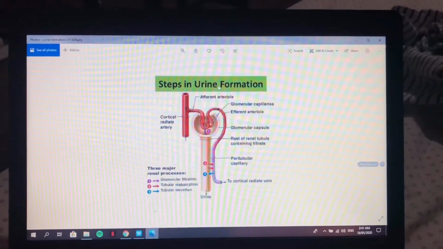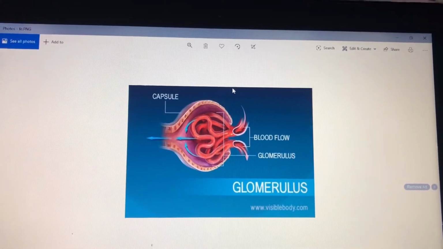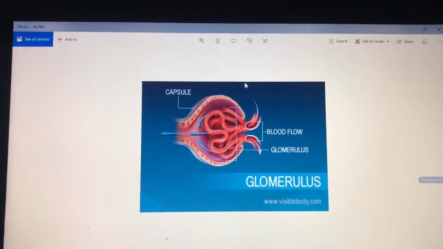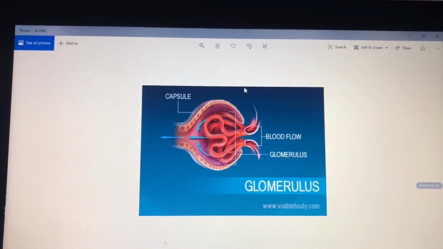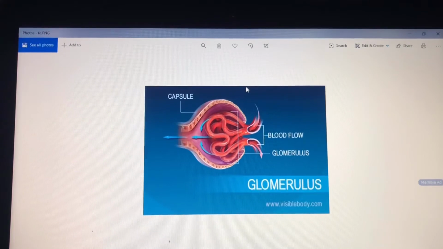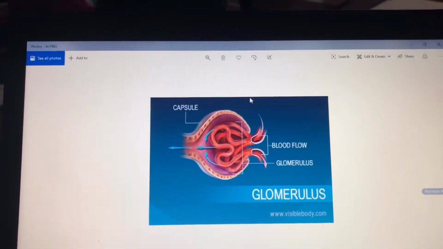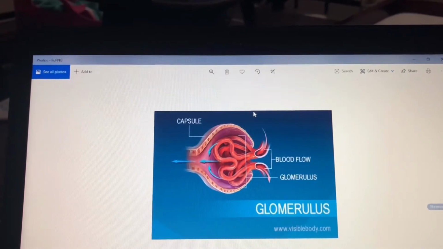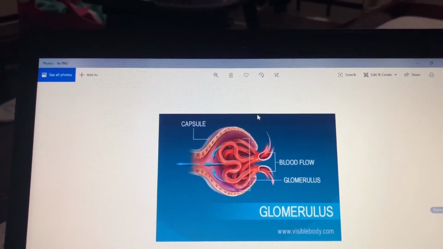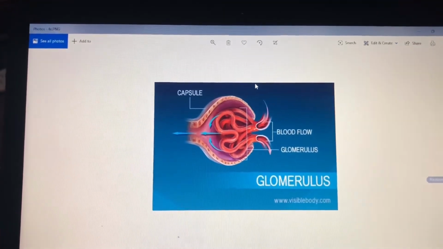First, let us discuss what a glomerulus is. The glomerulus is a network of capillaries surrounded by a cup-like structure, the glomerular capsule or Bowman's capsule. As blood flows through the glomerulus, blood pressure pushes water and solutes from the capillaries into the capsule through a filtration membrane. This glomerular filtration begins the urine formation process.